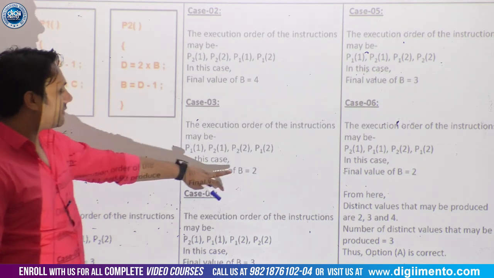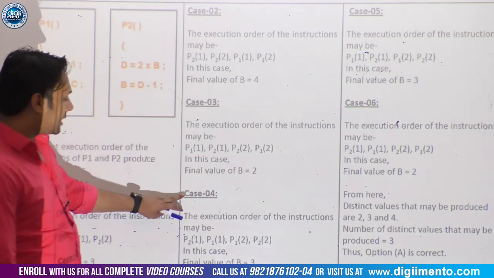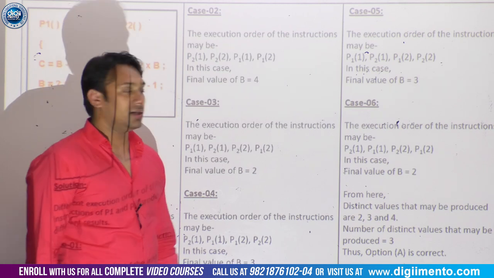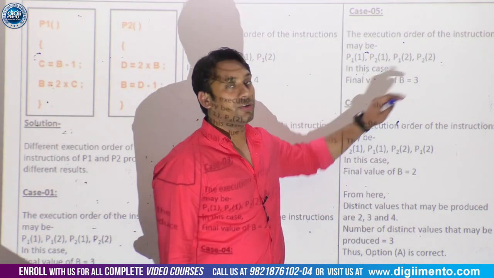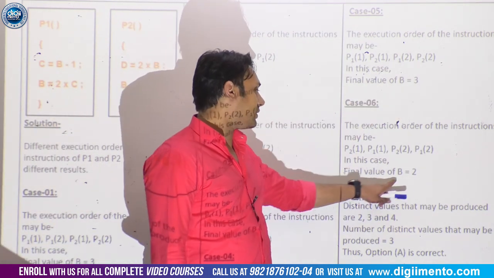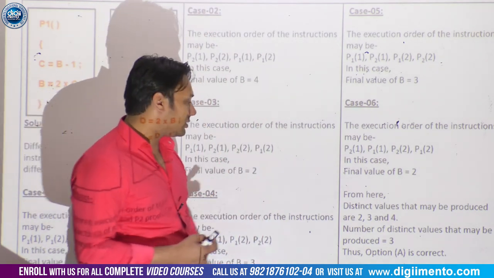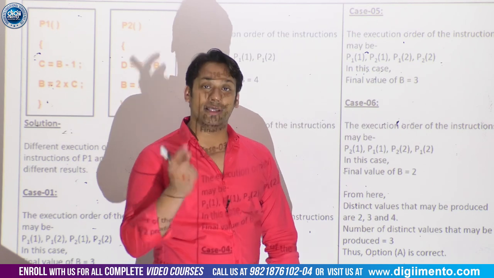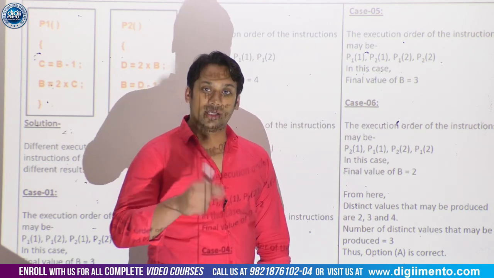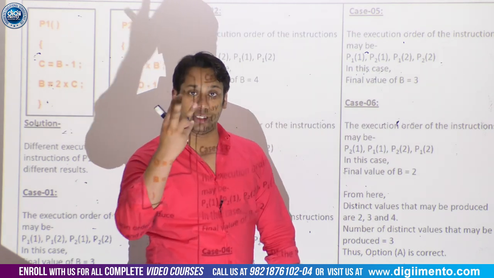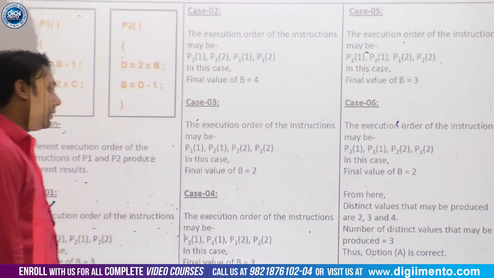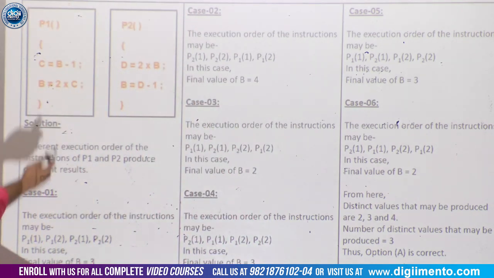Here is case number 3, where the value of B can be 2. Here is case number 4, where the value of B can be 3. Here is case number 5, where the value of B can be 3. And here is case number 6, where the value of B can be 2. So basically, B can have distinct values, which are 2, 3 and 4. A single variable can have 3 unique, different values. As you can see, the program looks very simple, but the end result might change.